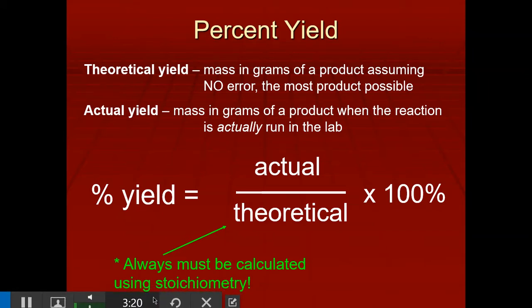Now, the way that these problems are set up, the actual yield will almost always be given to you. I want to tell you that you will never, ever be given the theoretical yield. You will always have to calculate it yourself using stoichiometry. Okay, and I'm going to show you what that looks like. What are we talking about? You actually already know how to do this. You just don't know that you know how to do it.